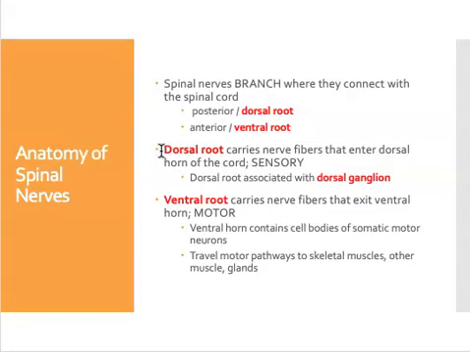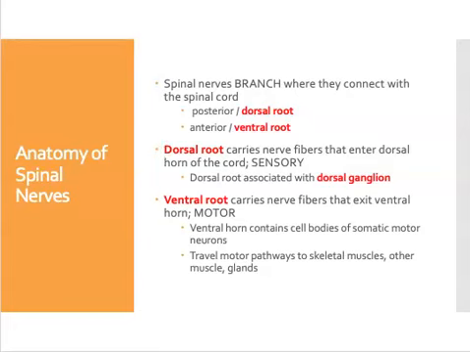Now, the other thing to know about the dorsal root of a spinal nerve is that it is associated with a ganglion right outside of the spinal cord. Remember what a ganglion is. In the peripheral nervous system, a nerve is a group of axons. A ganglion is a group of cell bodies. So this is a group of cell bodies that is in the periphery, but is very close to the spinal cord itself.